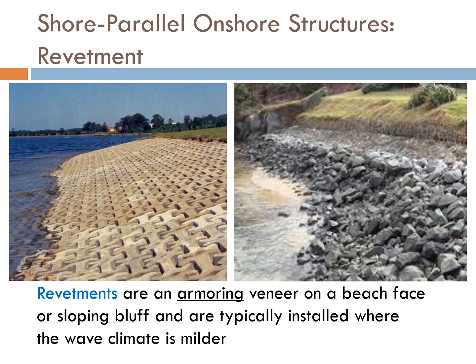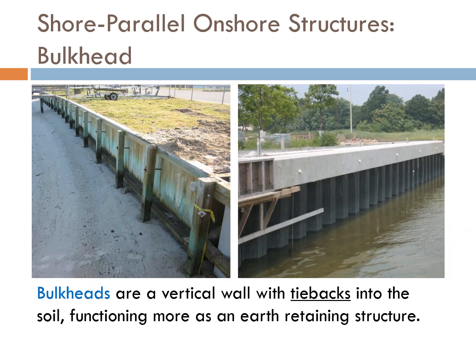One of the most common shore parallel onshore structures is revetment, which are made up of riprap or concrete blocks laid on a beach face, typically in a gentle profile in locations which are subjected to a mild wave climate. Another category is known as bulkheads, which are typically vertical wall with tieback into the soil, and they function more as an earth retaining structures at the seafront.